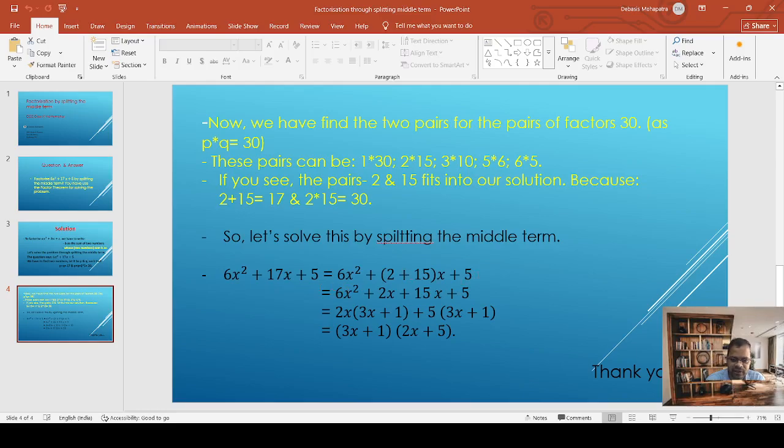So 6x square, let's multiply 2 into x plus 15 into x, open the equation, plus 5. Here in 6x square plus 2x, if 2x becomes the common factor, then you get 2x into 3x plus 1 within bracket. Here in 15x plus 5, what is the common factor? That is 5. If you take it out, within bracket 3x plus 1. So 3x plus 1 is the common factor here. So 3x plus 1 into 2x plus 5, remember.